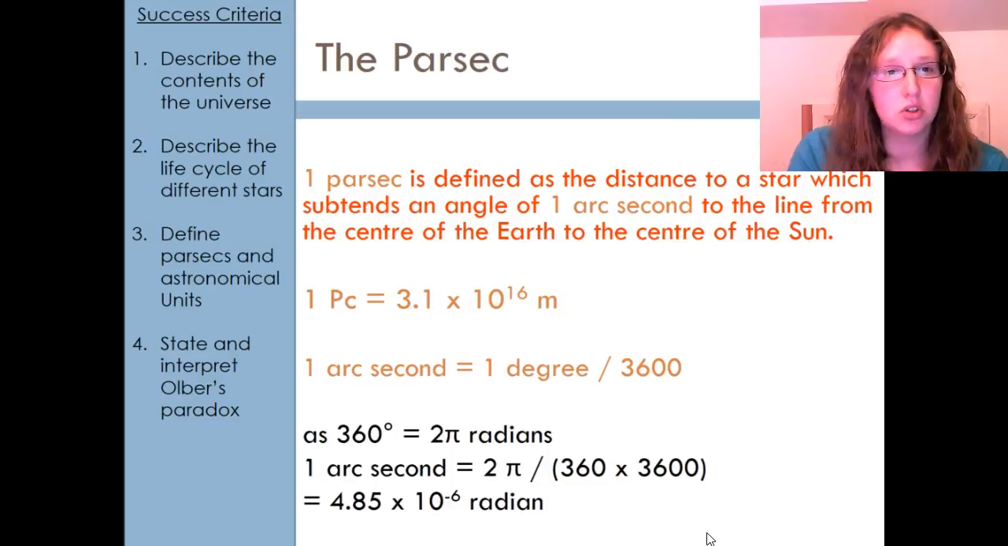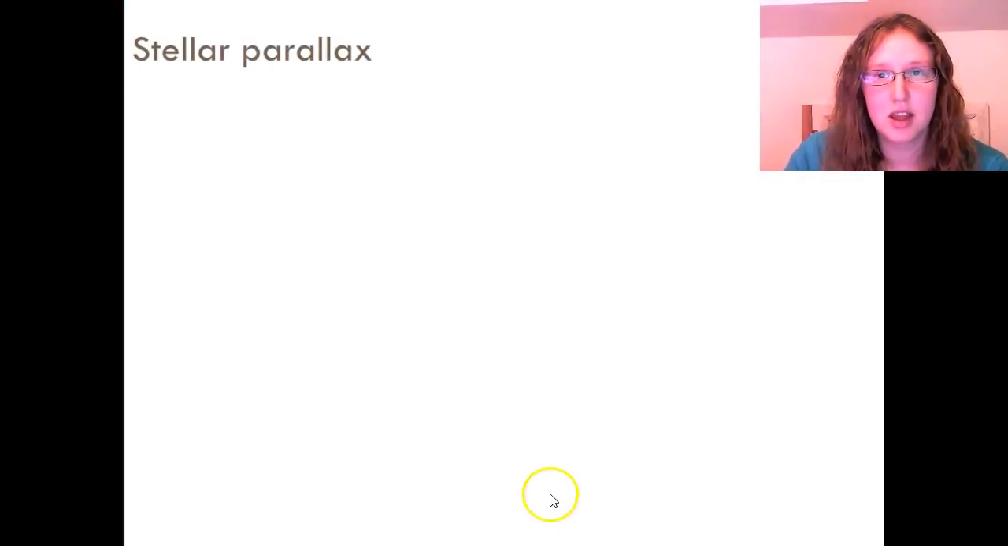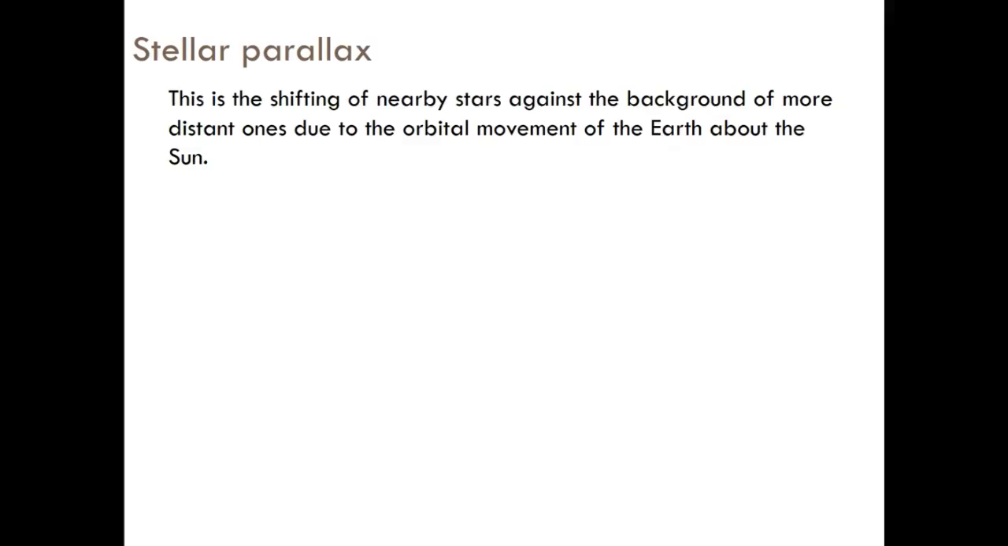So, I'm just going to show you what I mean by the parsec. And in order to do that, I need to talk about something called stellar parallax. So, stellar parallax is where nearby stars appear to shift against the background of more distant ones due to the motion of the Earth about the Sun.